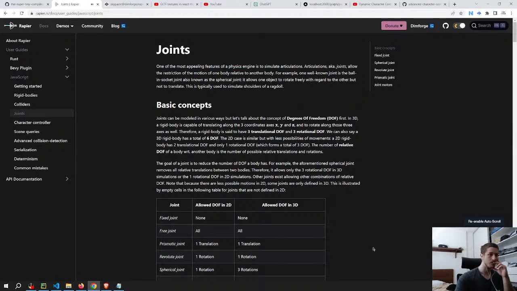Colliders represent the geometric shapes that generate contacts and collision events when they touch. Attaching one or multiple colliders to a rigid body allows the rigid body to be affected by contact forces. Creation and insertion.